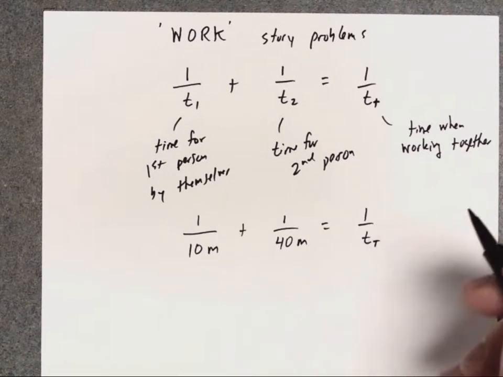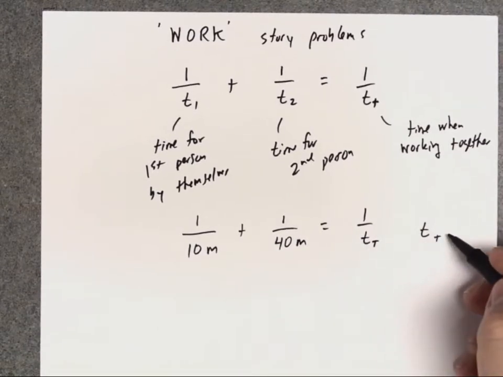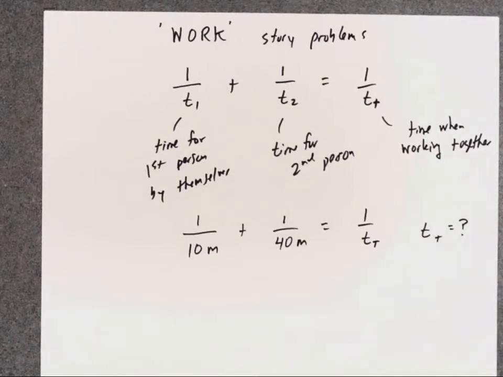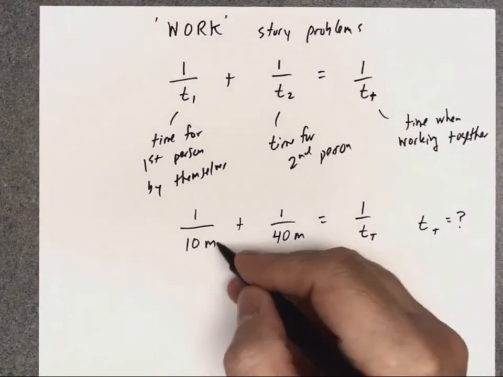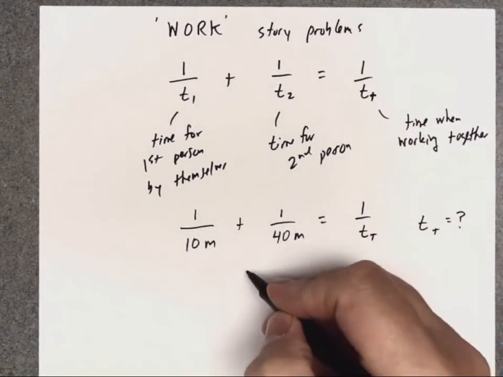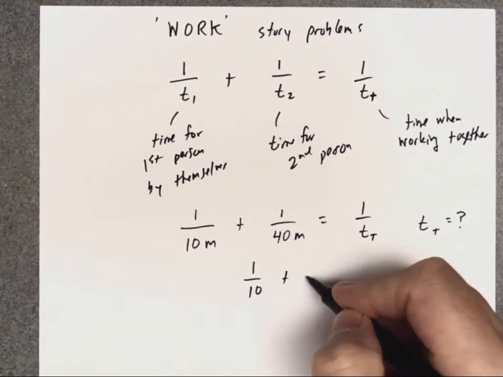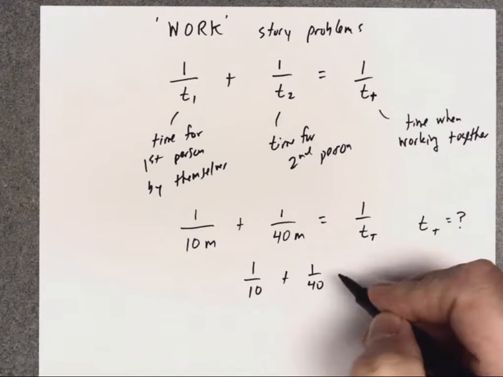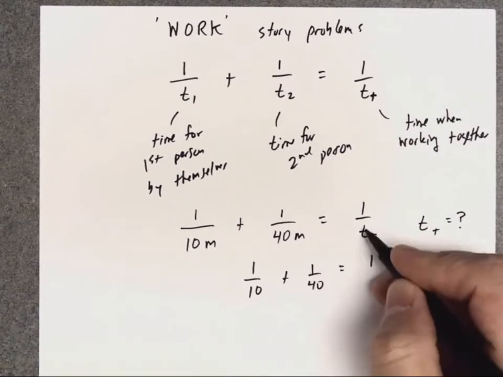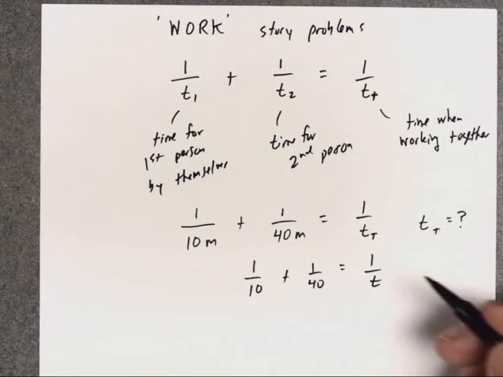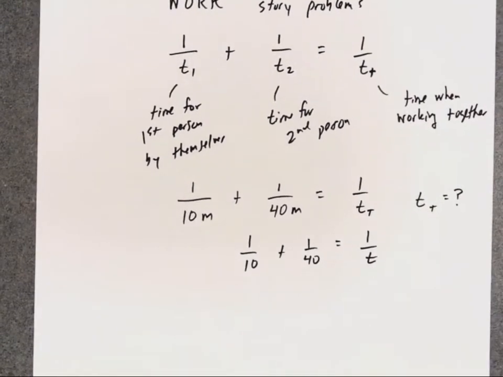So for this problem, here's what they're asking me for. How much time would it take them to work together? So I simply have to solve this problem. Let me write it here. Let me leave out the units just so I won't be as messy. Basically 1 over 10 plus 1 over 40. And just to keep it simple, instead of t sub t, I'll just call it t for now. So basically I'm trying to solve this equation here.